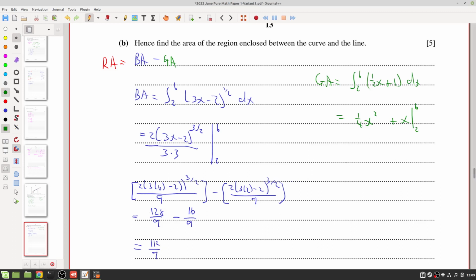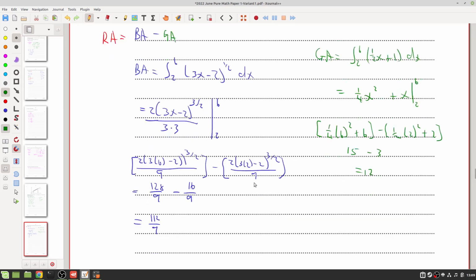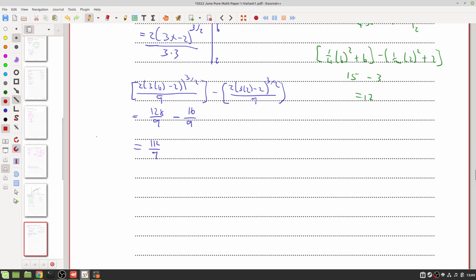Green part. Let's substitute in the 6 first. That's a quarter of 6 squared plus 6, minus a quarter of 2 squared plus 2. 6 squared is 36, divided by 4 is 9, 9 plus 6 is 15. Here we've got 2 squared is 4, times a quarter is 1, 1 plus 2 is 3, so that gives us 12.